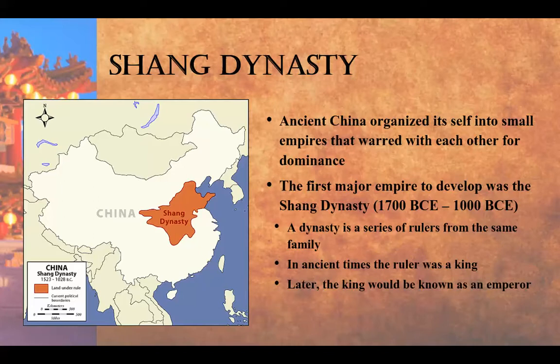Ancient China organized itself into really small kingdoms that were always fighting with each other. And the Shang was the first family to unite all the areas around the Huang River that were Chinese into one empire. And that's why they get considered the first dynasty.